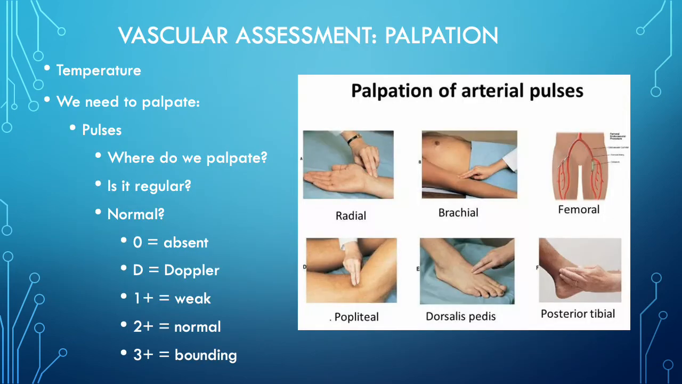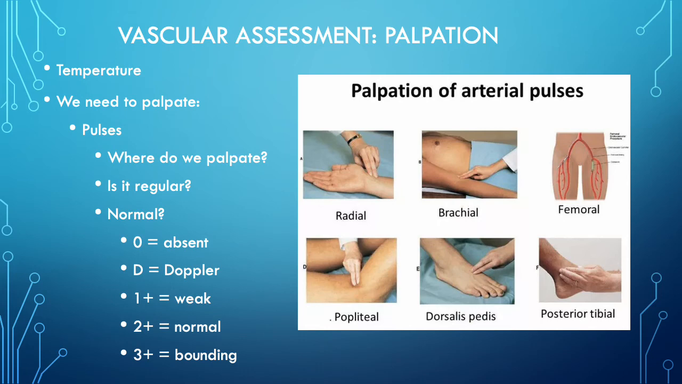We also like to do a good palpation of our peripheral vasculature. So what temperature is it? We need to palpate the pulses. So we usually palpate the radial and then the two pulses in the foot. So the dorsalis pedis and the posterior tibial. And usually normal is going to be about a 2+ pulse. That means you can feel it pretty easily when you put your hands on it. It feels pretty regular. The regularity of it doesn't necessarily matter.